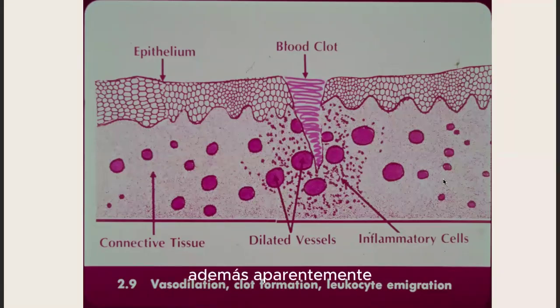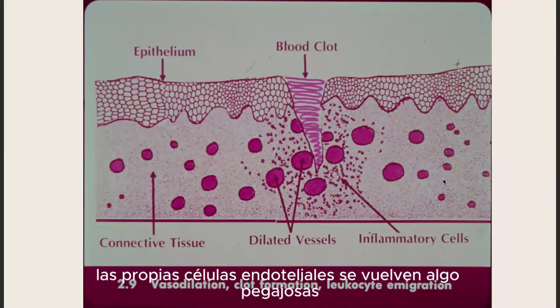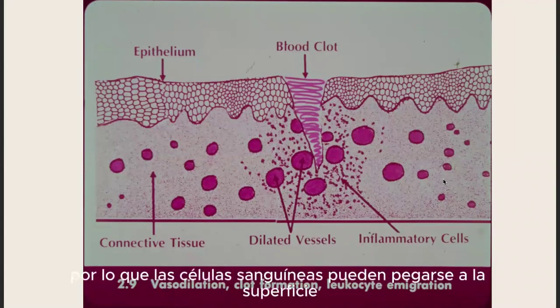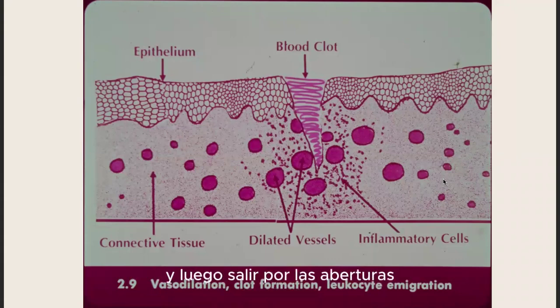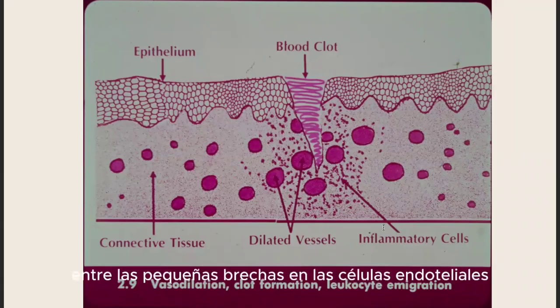In addition, apparently the endothelial cells themselves become somewhat sticky, so blood cells can stick to the surface and then proceed out through the openings between the endothelial cells. The fluid of the blood, that is the plasma, is the first thing to emigrate through the endothelial lining and into the tissue spaces. It is followed by the migration of white blood cells, which have stuck to the endothelial lining, and then proceed by amoeboid motion in between the small gaps in the endothelial cells.